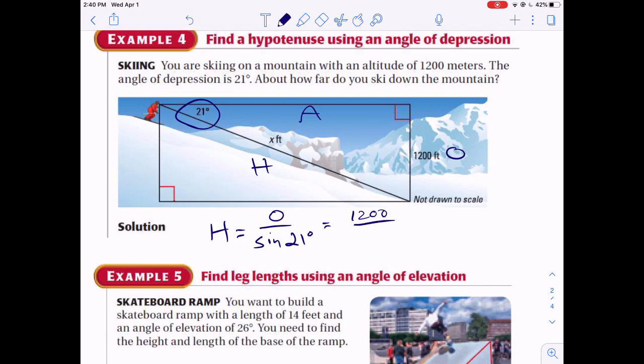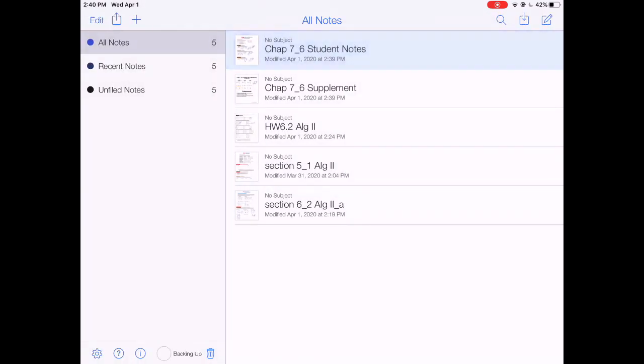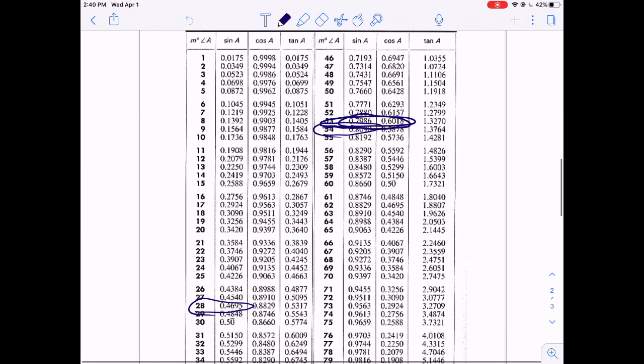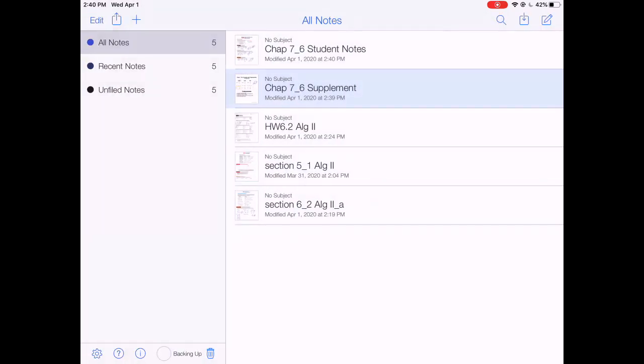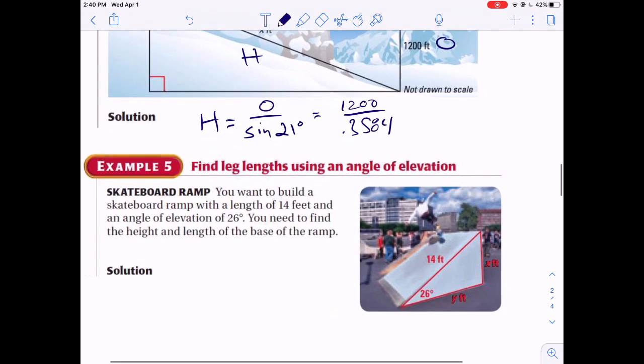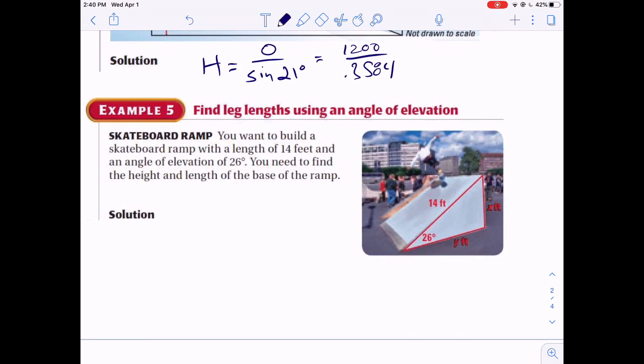Well, I can put that in a calculator, or hey, I can go back to that cheat sheet, go find 21 degrees with sine. It's back here. 21 degrees. Looks like for sine is going to be 0.3584. So it's going to be 0.3584. And if I divide 1,200 by 0.3584, I'll have the length of the H. All right, let's try another one. Again, I don't have a calculator in front of me right now. We can discuss that when we get together tomorrow or Friday.